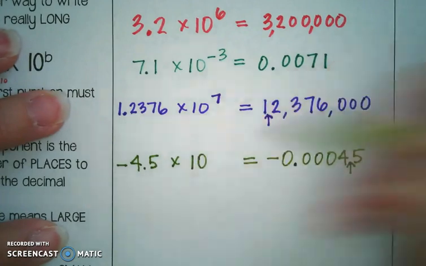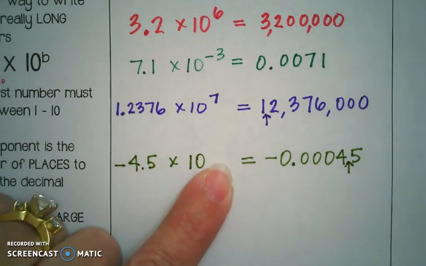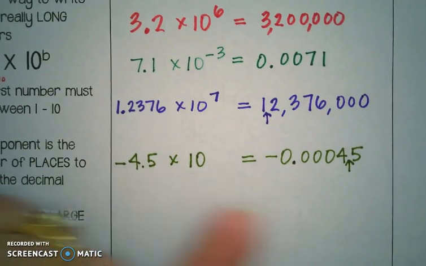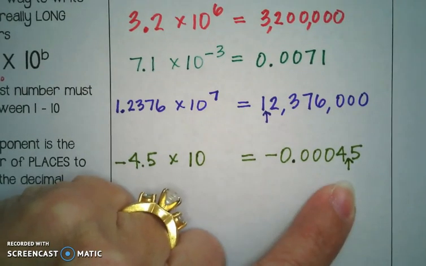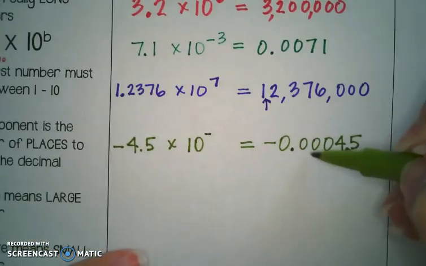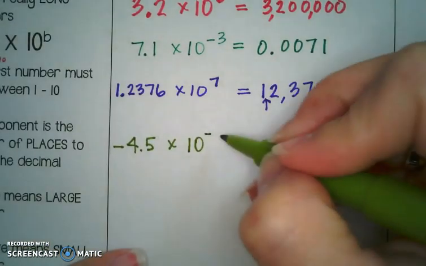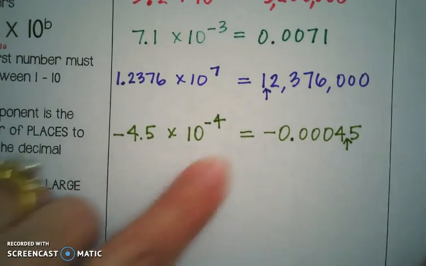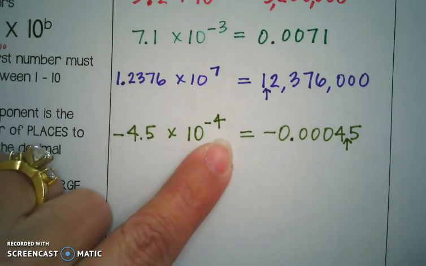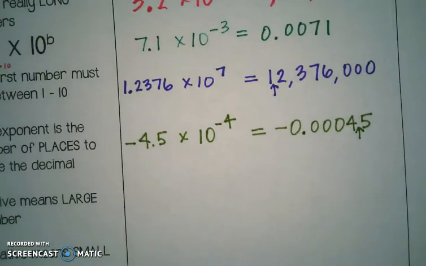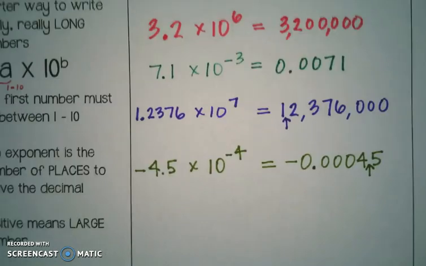All right, so now I need to identify how many places to move the decimal. Well, if I'm using this number to get to this number, I need to make it smaller, so I need a negative. And 1, 2, 3, 4 decimals. So if I start with this number, I need to move the decimal 4 places to make it smaller. So that's a quick review of just writing numbers in scientific notation.